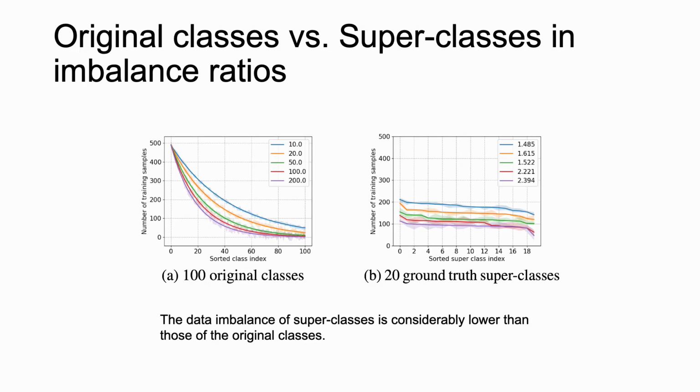Based on this question, we first plot the distribution of original classes and superclasses in different imbalance ratios, and we found that the data imbalance of superclasses is considerably lower than those of the original classes. And from figure B, we found that the distribution of superclasses is almost a balanced space, right?